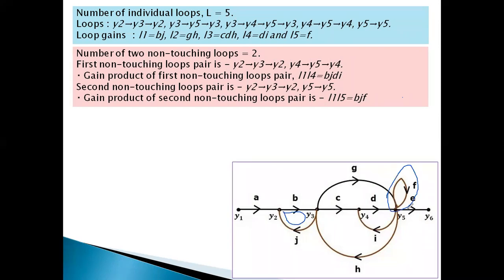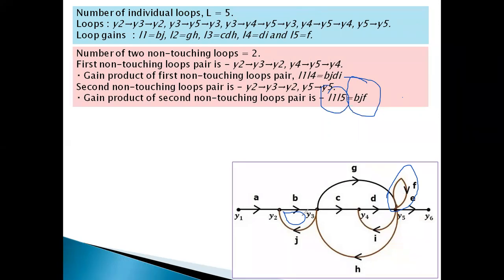Okay, there is no common node for these two loops. That's why they are called non-touching loops. Is it clear? So loop B into J into F. These two loops are non-touching loops.